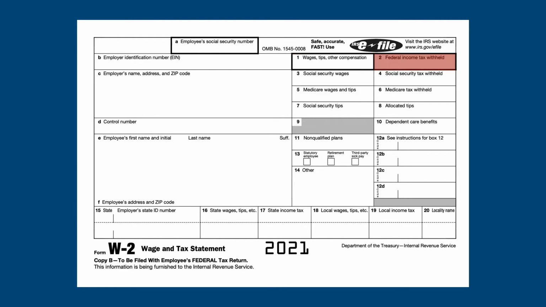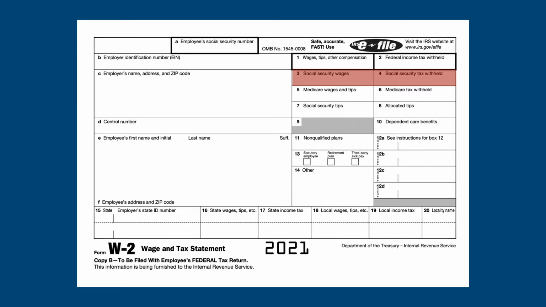On to box 2, federal income tax withheld. Pretty self-explanatory. It's all the federal income tax that was withheld from your pay that year. Boxes 3 and 4, Social Security wages and Social Security tax withheld. These are the figures the Social Security Administration keeps track of to determine your retirement benefits.